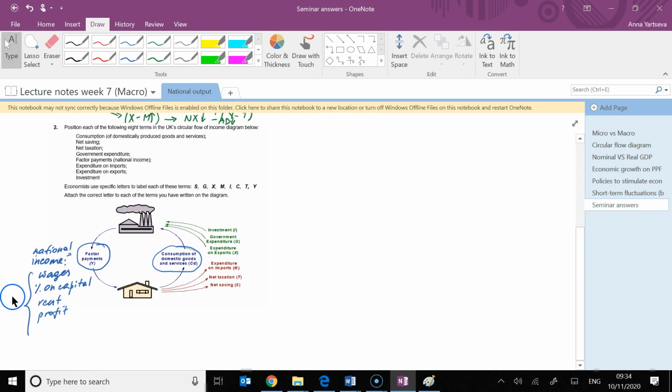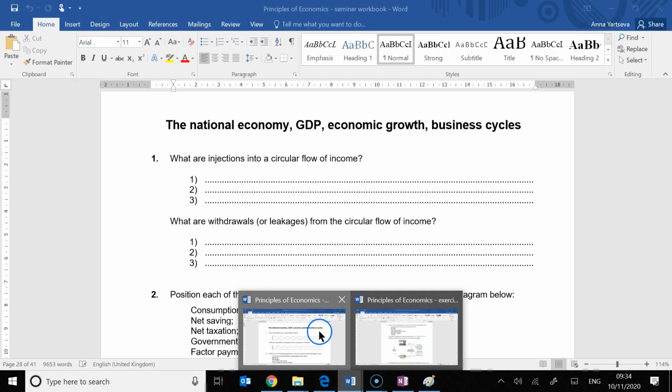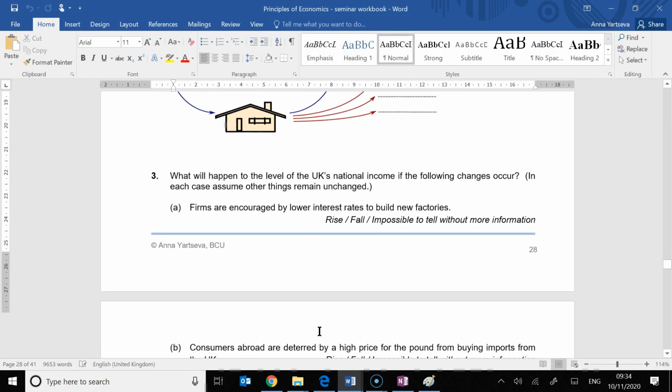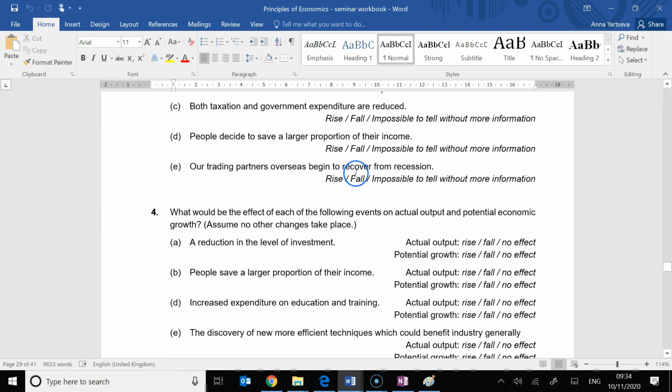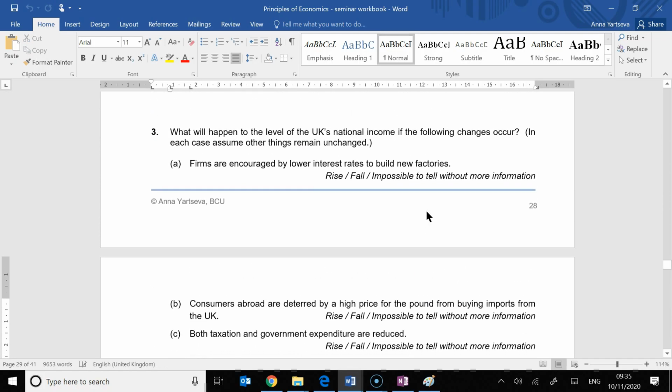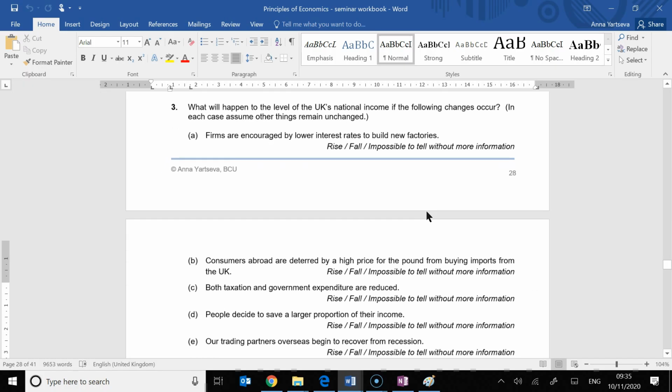And now I want you to focus on exercises 3 and 4, which are also related to each other. And here we start thinking about factors or events which will change national income. Moreover, we will discuss changes in the short run and in the long run, events which will affect actual output and potential economic growth. So basically, this should be quite easy, and don't be discouraged even if you haven't checked the lecture just yet. Try to think for yourself how it would work. So try to do these exercises 3 and 4.